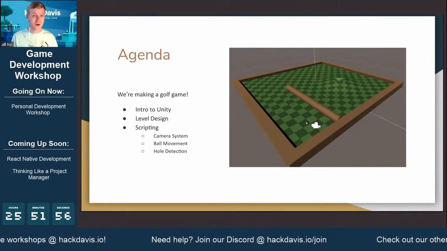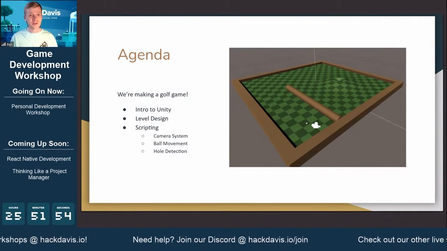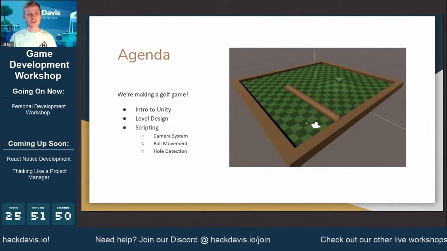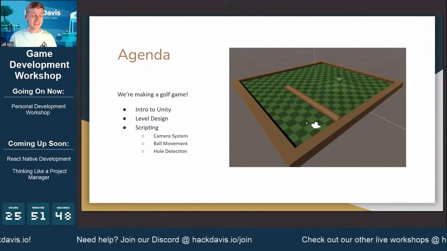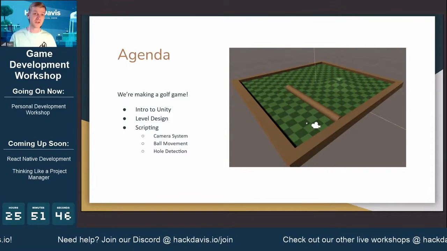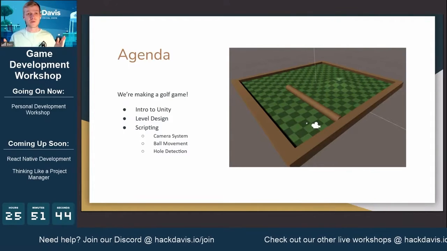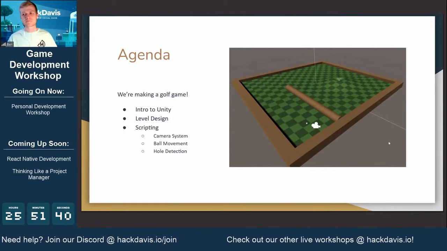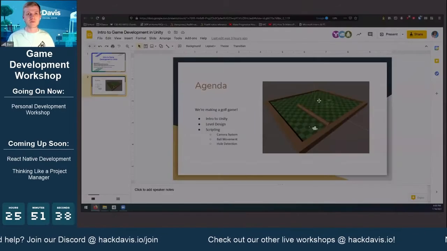Ball movement, so how do you fire the ball? Can you adjust your power? How does that display on the screen? All of that stuff. And then hole detection. So when the ball goes in the hole, how do we detect that? And then how do we display some text on the screen to say, hey, you got it in the hole and you win or something, right? And so let's get right into it.